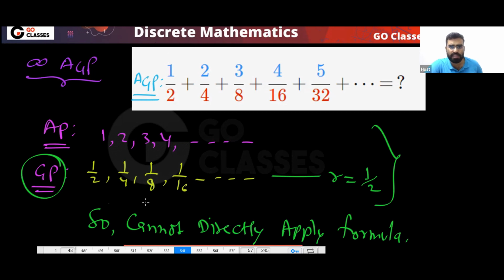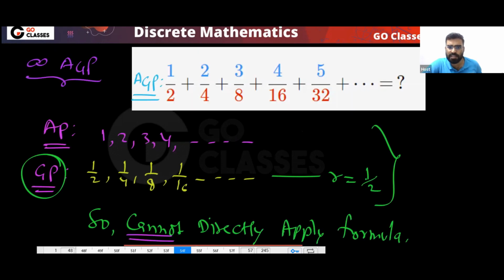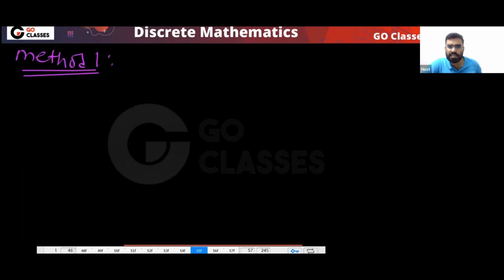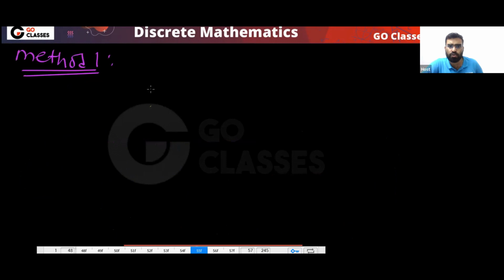Now let me tell you two ways. Two very nice ways. If you want to convert this into our desired expression, because directly you cannot apply the formula, there are two methods. Method 1. What is method 1? Can anyone suggest? Method 1 is just take 1 by 2 common.